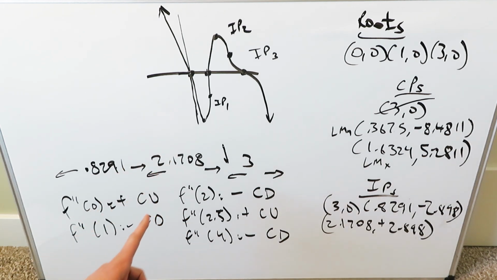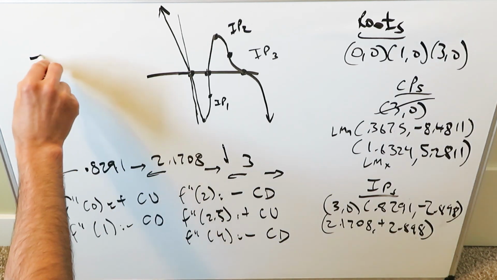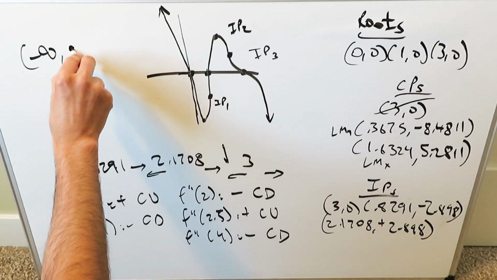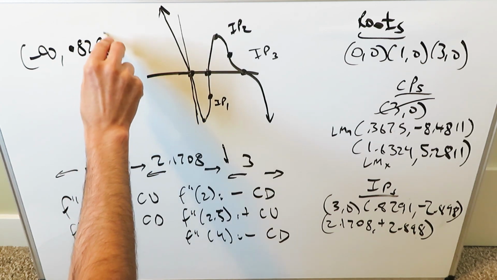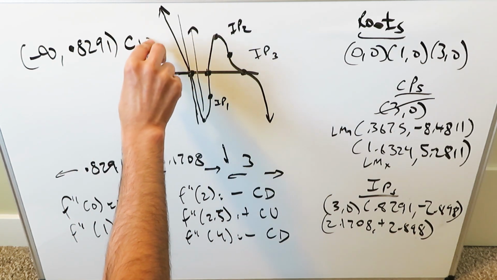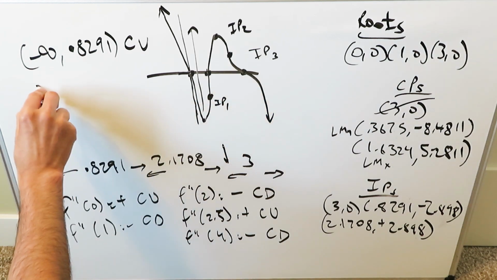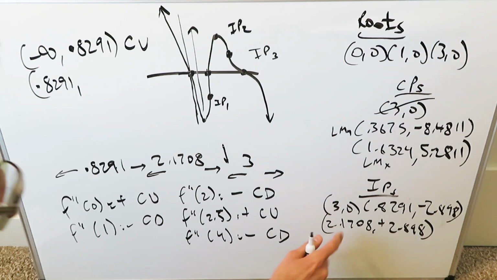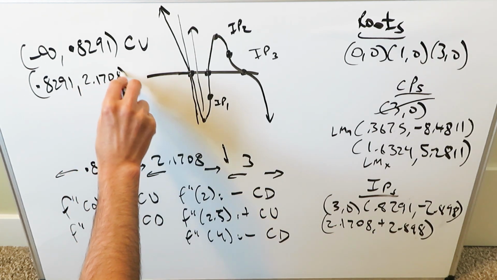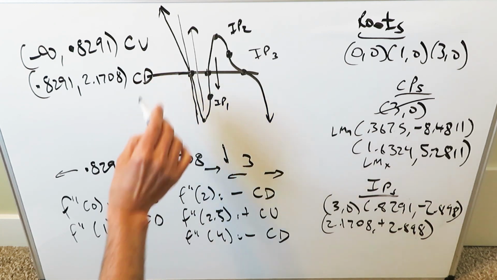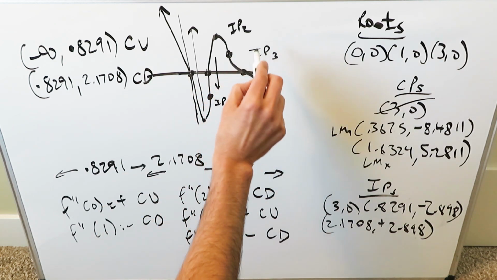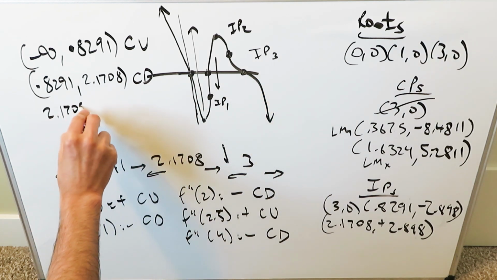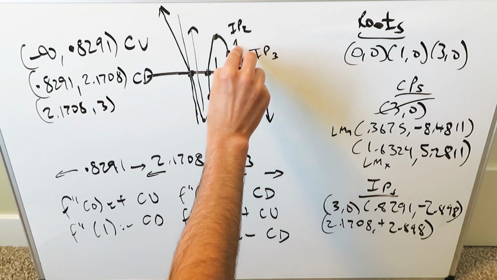Let's map out our concavity intervals based on these values. From minus infinity up to this inflection point x value, which is 0.8291, I am looking at a concavity up. Then from this inflection point x value, 0.8291, to this inflection point x value, which is 2.1708, I'm looking at a concavity down. Then from this inflection point x value to this inflection point x value, which is your saddle point, your root, how will we write that? 2.1708 to 3. I'm looking over here at a concavity up.